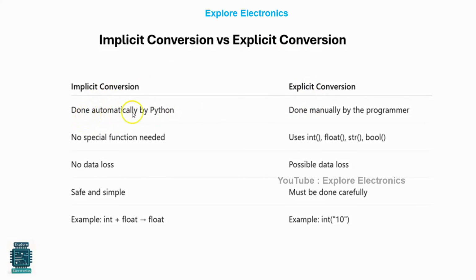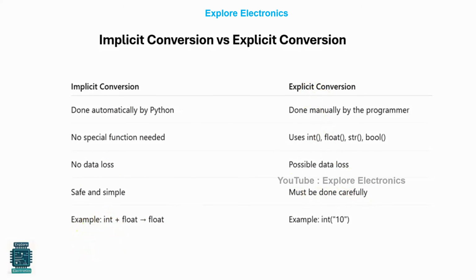Implicit means done automatically by Python. Explicit means done manually by the programmer. Here no special function is needed. Here the int function, float, string and boolean functions are needed to convert from one data type to another manually. Clear? Here no data loss. Here data loss is possible because whenever it is a floating point number and I'm converting to integer, the data loss will happen in explicit conversion. Safe and simple is the implicit, and explicit must be done very carefully.